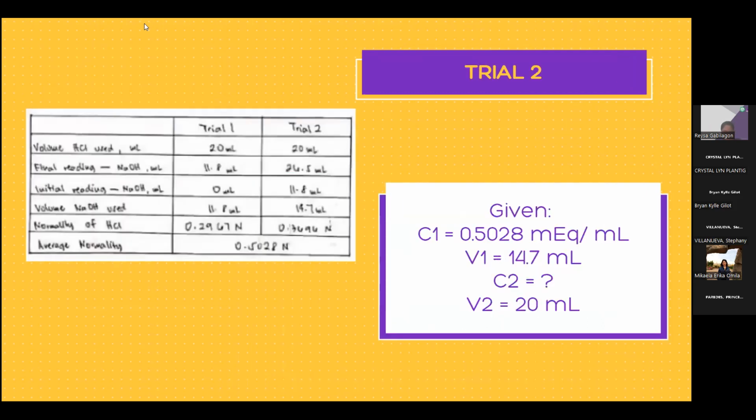For trial 2, we have the given: our C1 is 0.5028 MEQ per ml, our volume 1 is 14.7 ml, our volume 2 is 20 ml, and the unknown here is our C2. Our formula is C1 times V1 equals C2 times V2. Next slide, please.